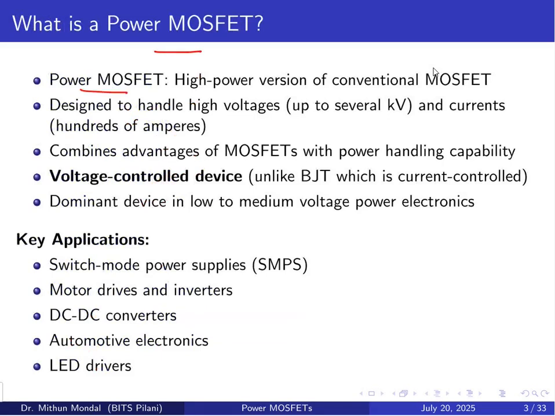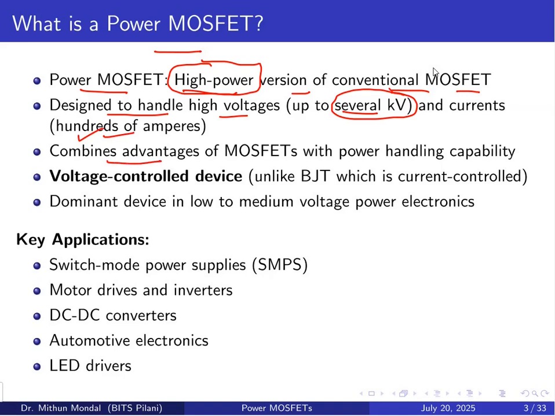Power MOSFET is basically the high power version of the conventional MOSFET that we have already discussed in electronics. So high power is the keyword when we take the power MOSFET. They are designed to handle high voltage up to several kilovolts and current up to hundreds of amperes. So the voltage is very high in the range of kilovolts and the current is also very high in the range of hundreds of amperes.